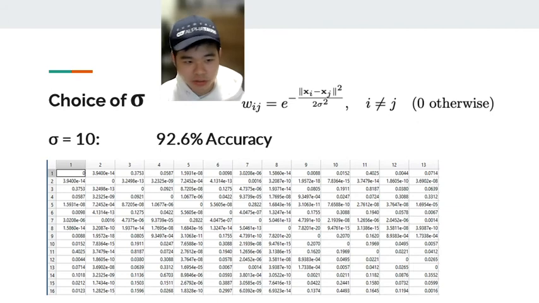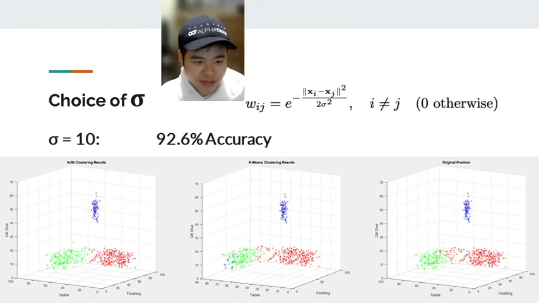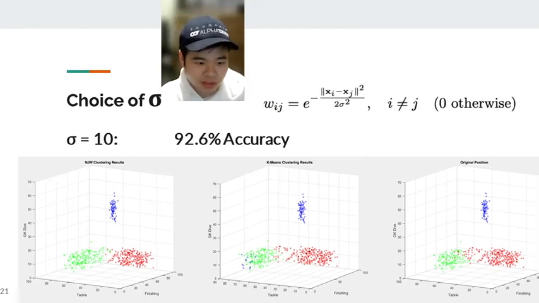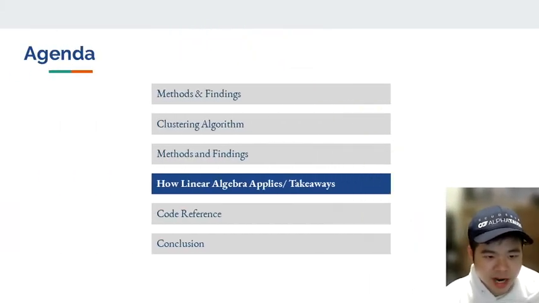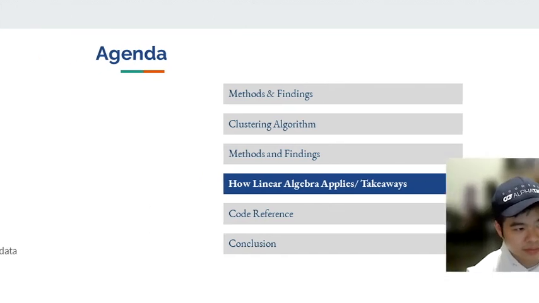We then chose sigma equals 10 to scale the similarity matrix in a different way. We then obtain a similarity matrix with more significant differences between different entries. And as a result, we have achieved 92.6% accuracy with the exact same algorithm. I will then hand over to Ani to explain how linear algebra is applied in our algorithm.